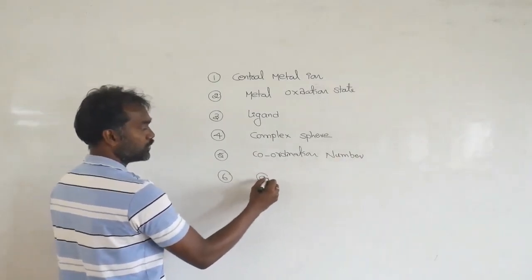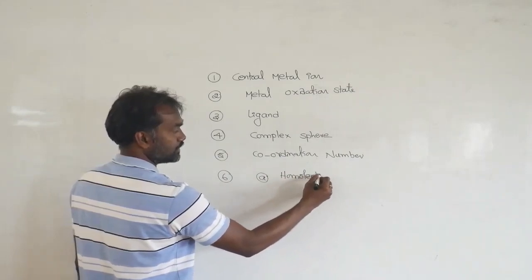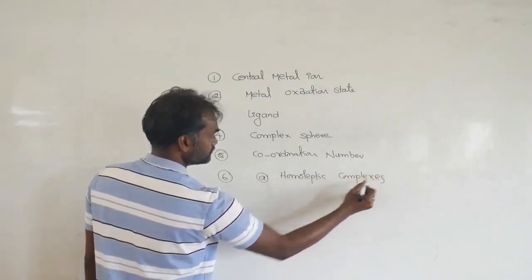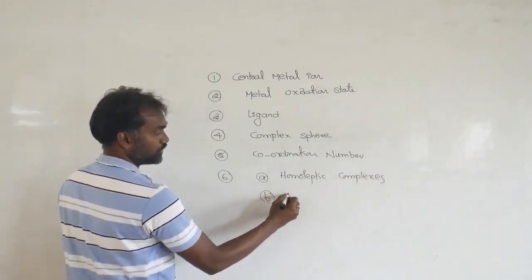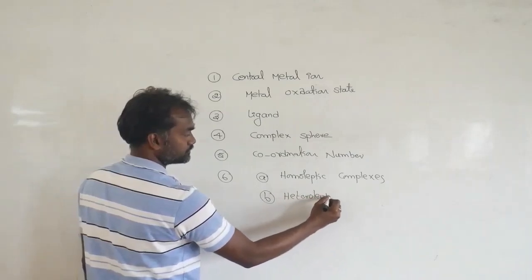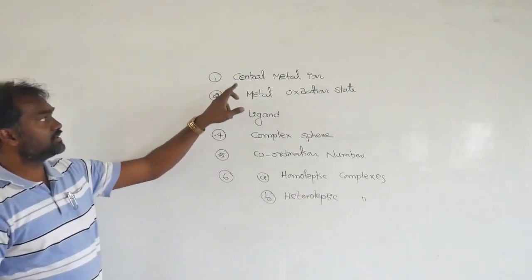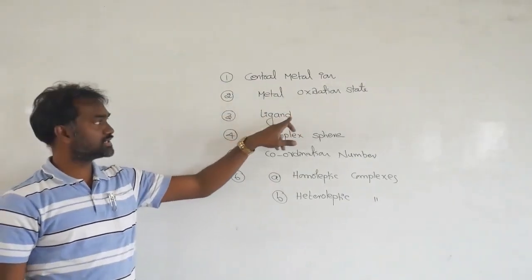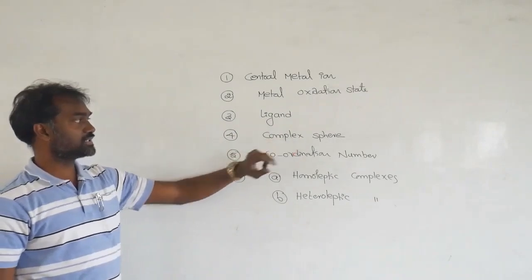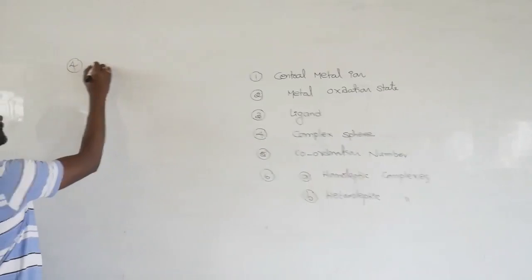Next, homoleptic complexes and heteroleptic complexes. So these we discussed: central metal ion and oxidation states are over, ligand also over. Now we are going to discuss the complex sphere.